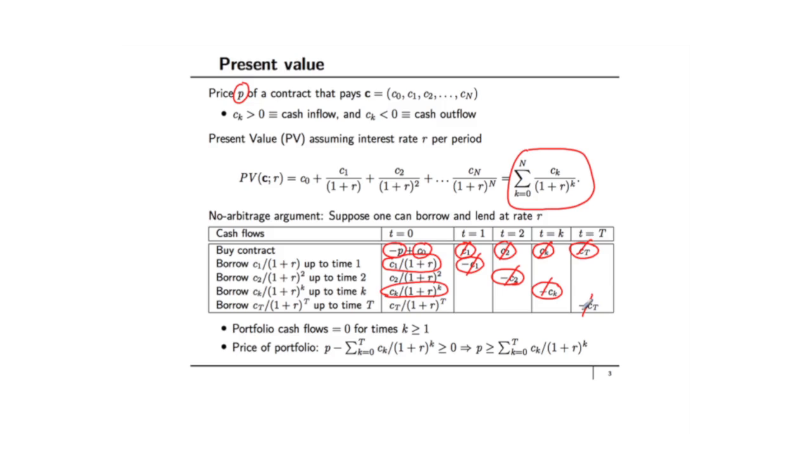What is the price at time t equal to 0? It's the negative of the cash flow. How much did I have to pay? It's the negative of the amount that I received. So the price of the portfolio is going to be minus the summation from k equal to 0 to capital T, Ck over 1 plus R to the power k. That must be greater than or equal to 0. That gives me a lower bound, that the price must be greater than or equal to this expression, which is exactly the present value calculation.